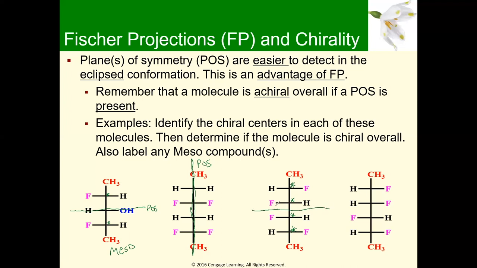a plane of symmetry, because close to the plane, you've got a fluorine and a fluorine, a hydrogen and a hydrogen. And then as you move further away from the plane, you've got fluorine versus fluorine, hydrogen versus hydrogen. And then, of course, the methyl and the methyl on the other end. So yes, that has a plane of symmetry. And once again, since it also has chiral centers, we would label that one as a meso compound.